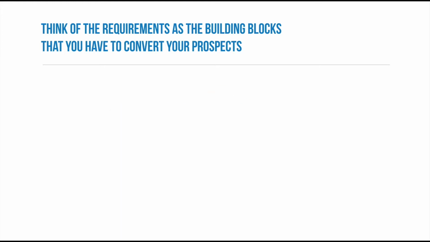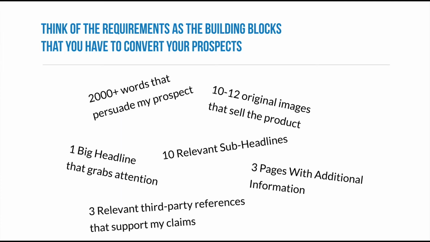So when you have a headline, you could actually look at it like this. You say, okay, cool, I have one H1 I have to use, so I can make one big headline that grabs attention. And you're like, okay, cool, I have 2,000 words at my disposal that I could use to persuade my prospect to take action with me. 10 to 12 original images. Not only does that rank well for Google, but also that gives me an opportunity to really sell my customer that this is what he needs.